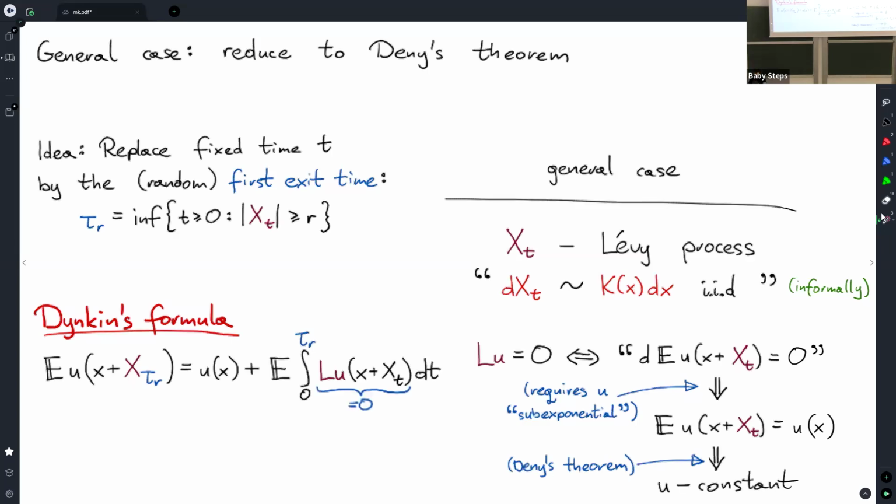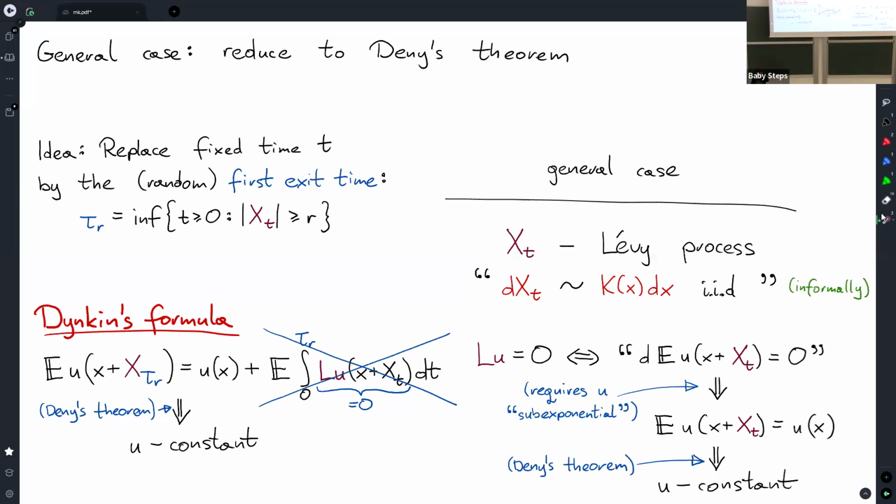Well, Lu is equal to 0, so the last part actually cancels out and disappears, and you can apply the Deny theorem to that equation to conclude that u is constant. And that's essentially the proof. Of course, there are a number of technical difficulties, but that's how it proceeds. And the proof is much simpler. You can fit it in 2 or 3 pages maybe, compared to, I think, 30 pages of calculation in the original proof by the PDE people that I mentioned before.